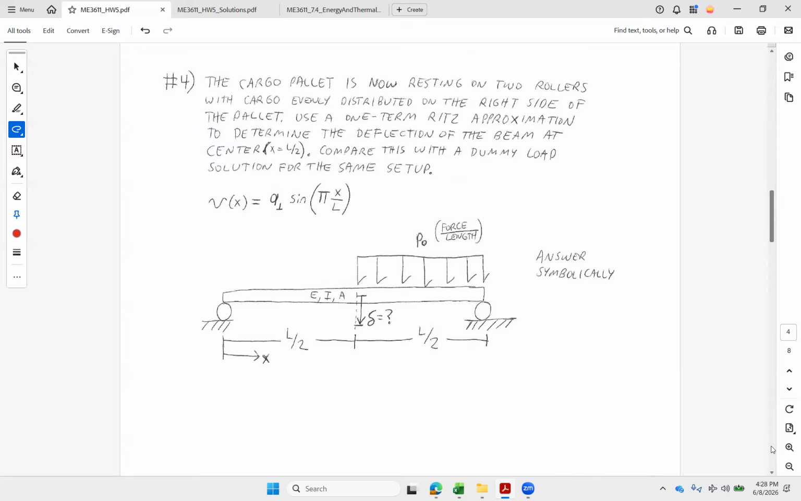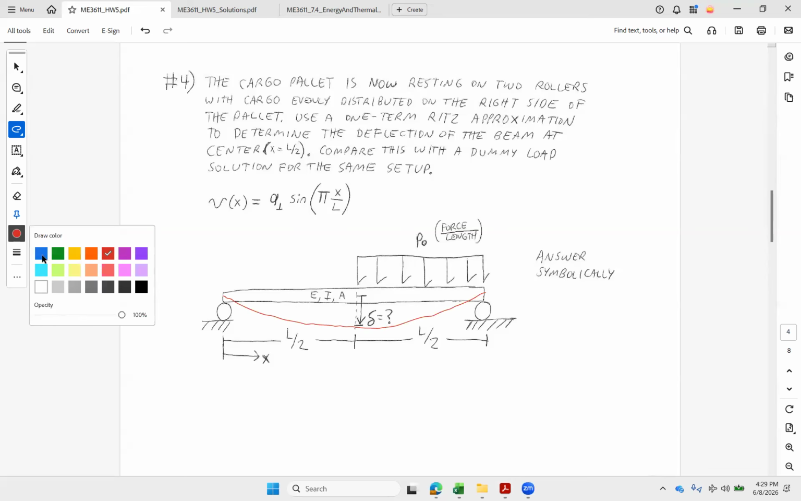All right, pushing the Staples Easy button. See how accurate we can be with that. We're going to use a single term Ritz approximation. So we know that's just going to give us a simple symmetric deflection shape, something like this. Now, instinct would tell us that if the load's over here, what we're probably going to get is something a little bit more like this, with the load further to the right. But how close those red and green lines get in the middle is what these two methods will tell us.